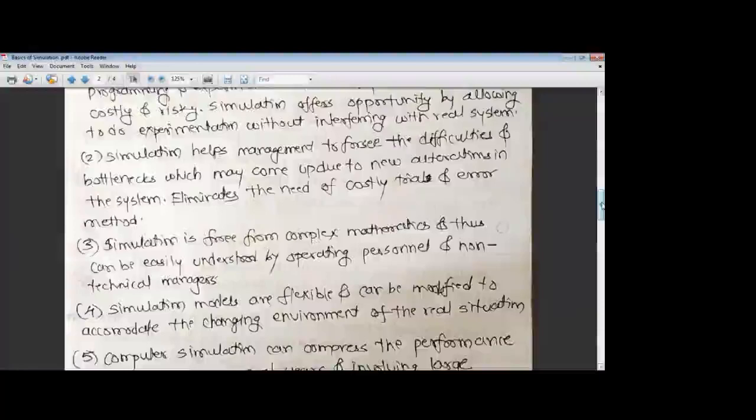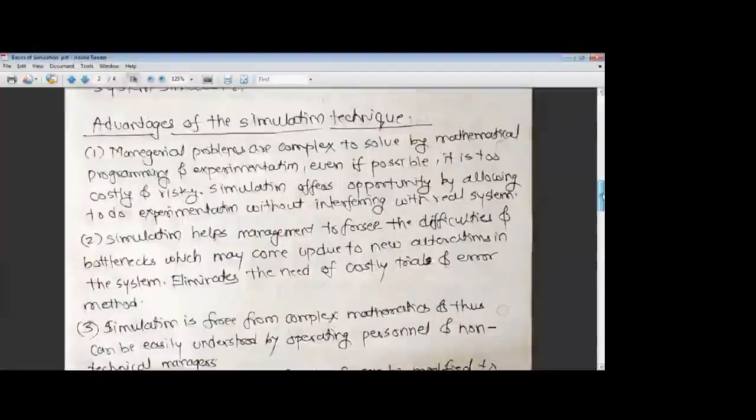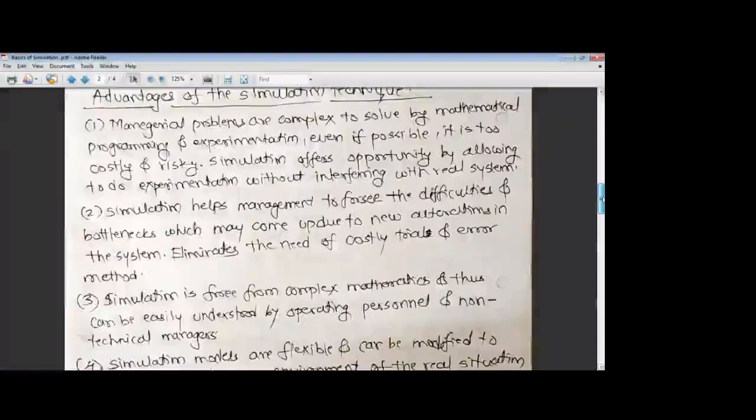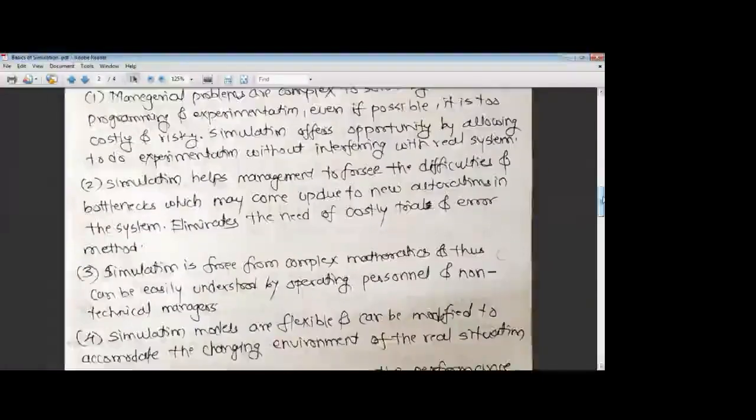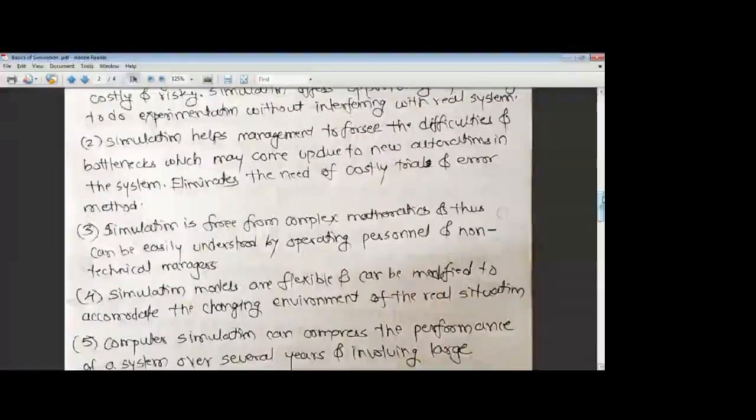The examples will be coming in a few more points again. Simulation helps management to foresee the difficulties and the bottlenecks which may come up due to new alterations in the system. It eliminates the need for the costly trial and error method that is normally followed, right?